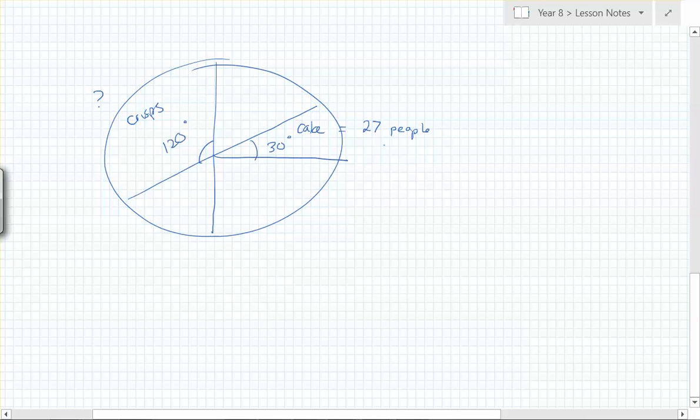27 times 4. Okay, yeah. The link between 30 and 120 is it's 4 times as big. So this would be 27 times 4. That's one way to do it. There are other ways. Could you do 360 divided by 30 and then find the amount of one person and then times it by 120?